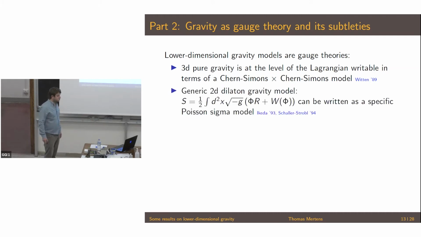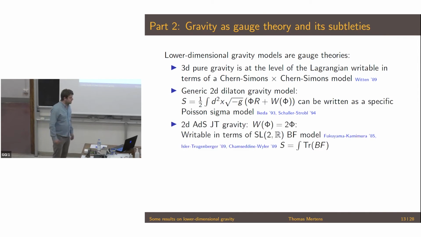Then also in 2 dimensions, generic 2-dimensional dilaton gravity models. So I've written down the action here. They can also be written as a gauge theoretic model, namely as a specific version of what is called the Poisson sigma model. And then if you would specify this generic 2-dimensional dilaton gravity model to a linear dilaton potential, then you can rewrite this in terms of an SL2R BF model, and this is JT gravity again.